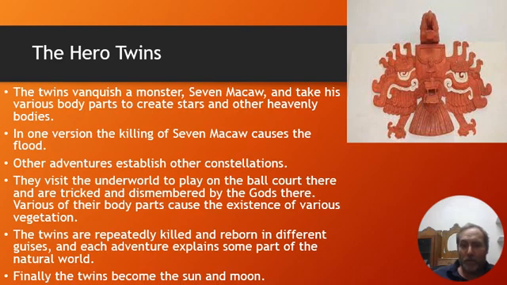Then they visit the underworld. They play on the ball court there, and there they're tricked and dismembered by the gods. And so the hero twins often die and then regenerate, right? So their body parts create the existence of various types of vegetation. Anyway, the twins have all these adventures, often killed, often reborn, and each adventure explains some part of the natural world. And then at the end of all their adventures, the twins become the sun and the moon.